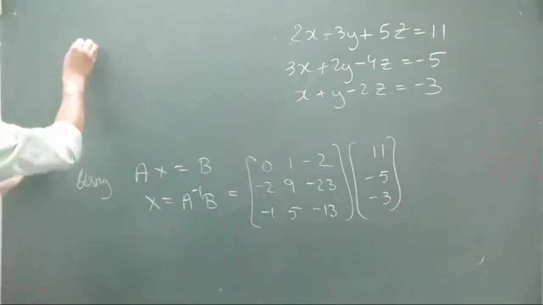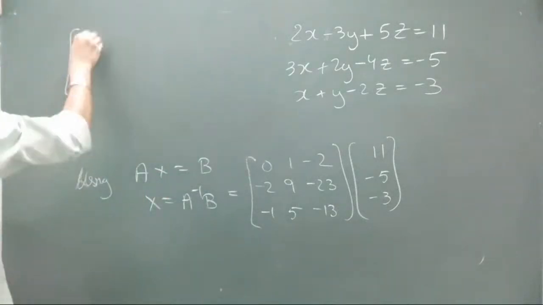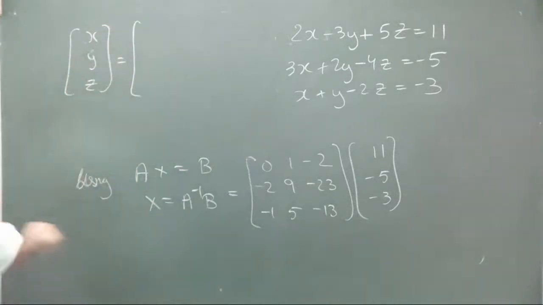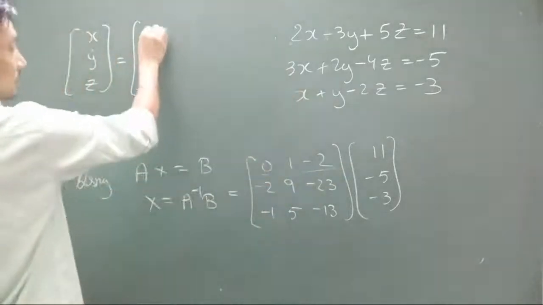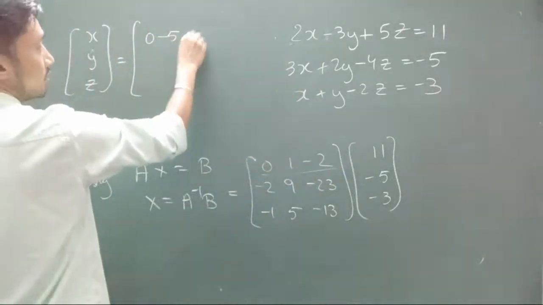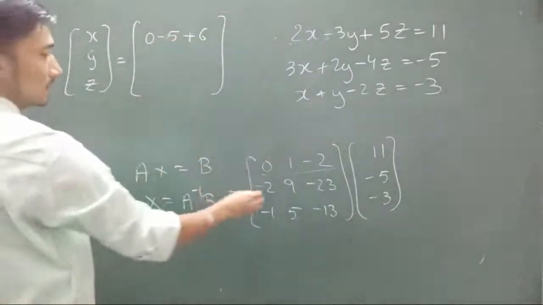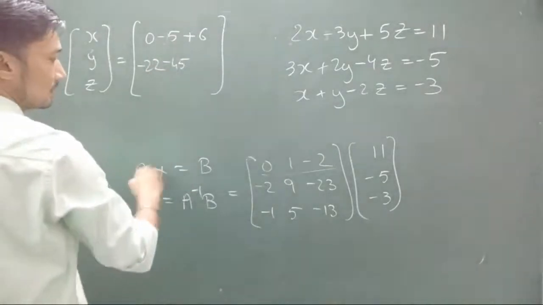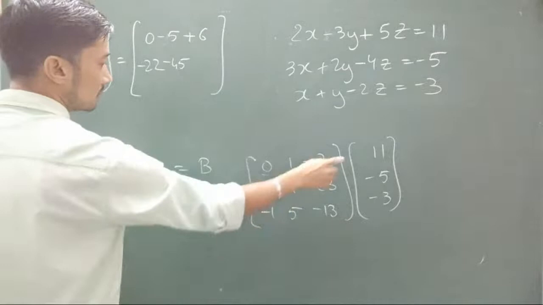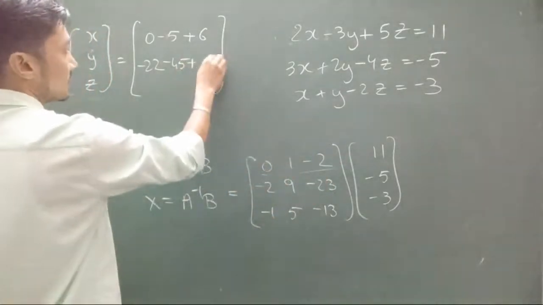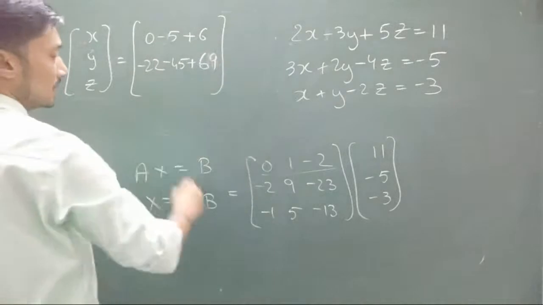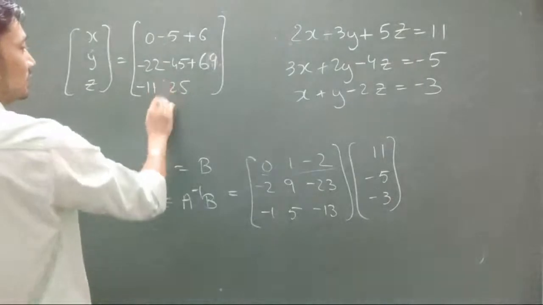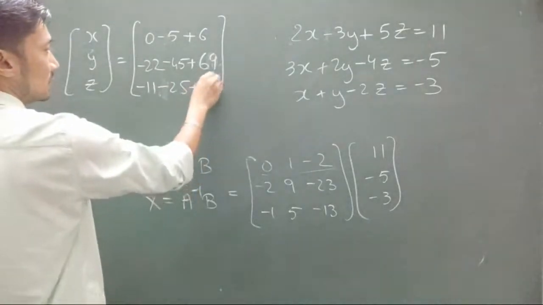So let's get the values. X is x, y, z, and this is 0, minus 5, plus 6. Next, minus 22, minus 45, plus 3 to the 6. Sorry, 3 3s are 9, 3 to the 6. Then again, minus 11, plus 25, minus 25, plus 39.